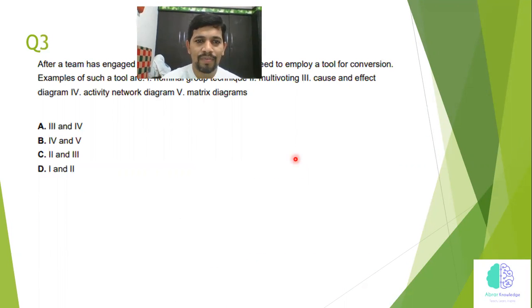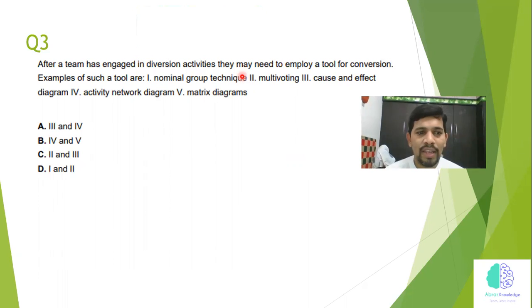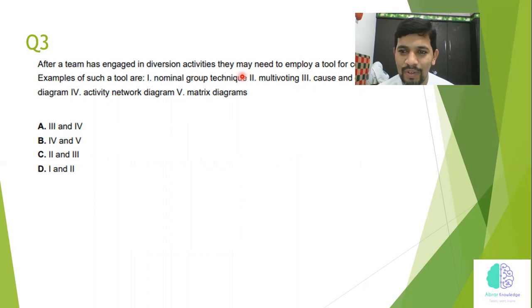Third one. After a team has engaged in divergent activities, they may need to employ a tool for convergence. Examples of such tools are nominal group technique, multi-voting, cause and effect, activity diagram, and matrix diagram. What are we going to use? Think about it. If you're getting the answer, you can also write it down or comment it. So the answer is D, 1 and 4. Nominal group technique is the first, and the second is multi-voting.